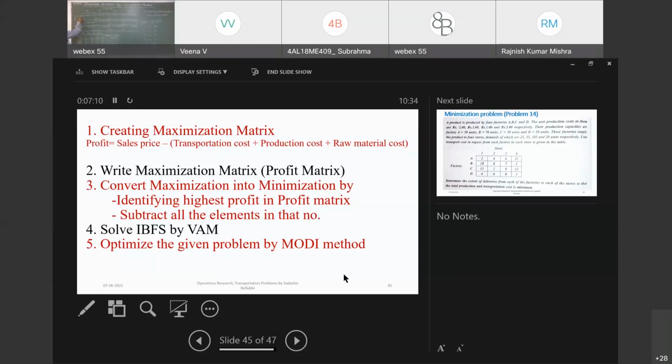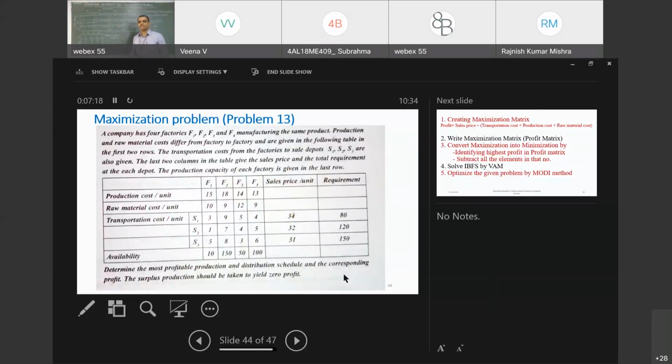If you come to the first cell, 34. What is this 34? 34 is the selling price at the S1 depot, that is sales depot 1. That's why for this first row, 34 is the sales price minus all the cost. We need to subtract all the costs from the sales price.